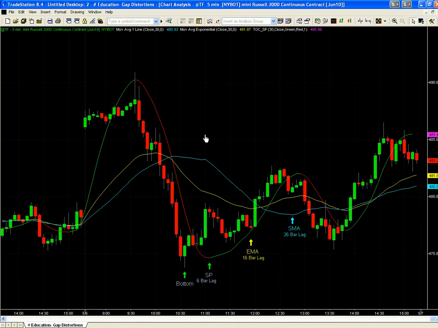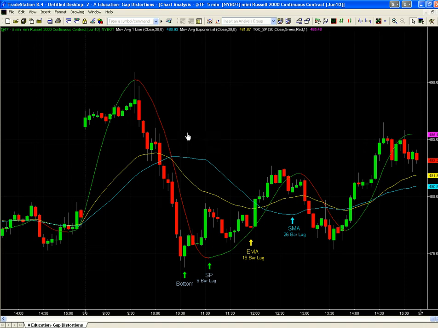Let's take a look at an example of the first item, of how tools can be a hindrance. If you don't understand your tools and some of the things that they're doing, you might be making good, correct decisions based on your tools, but your tools are misleading you. So this deals with the issue of lag.